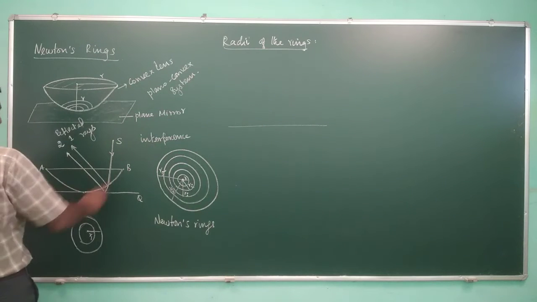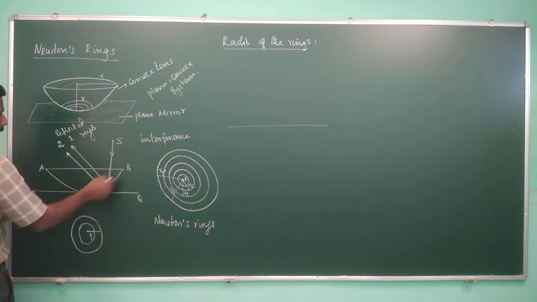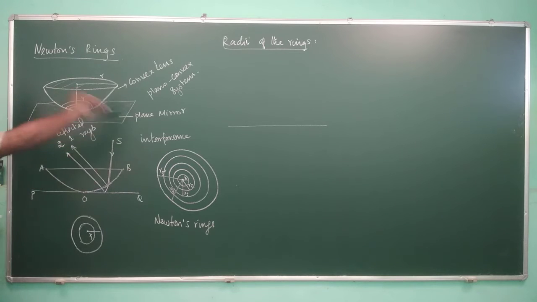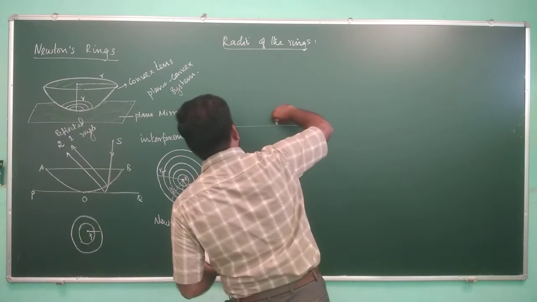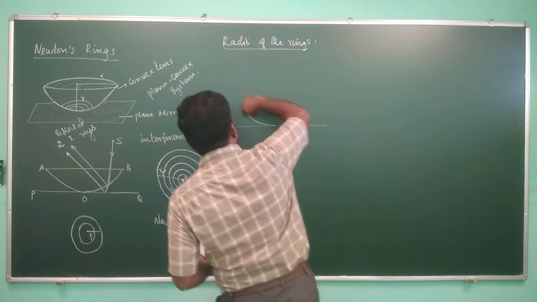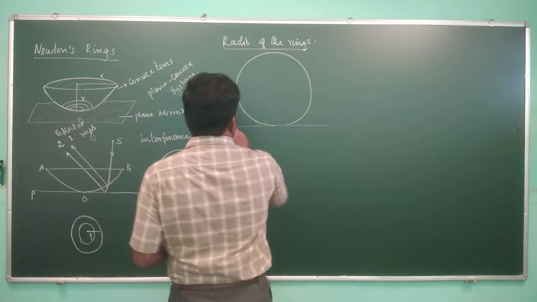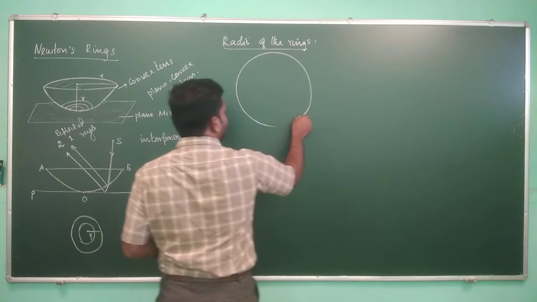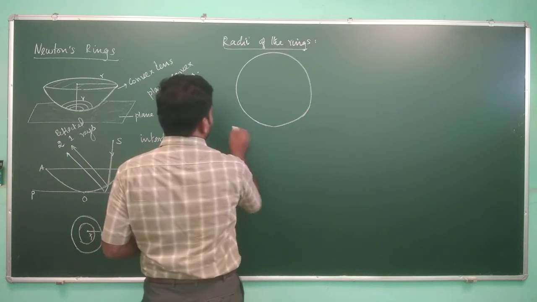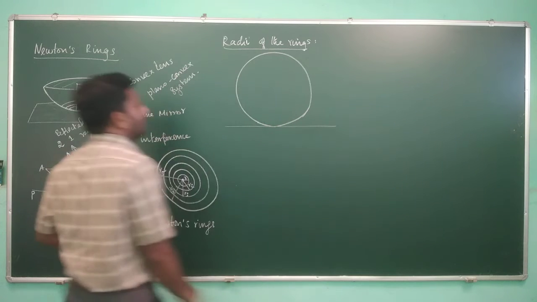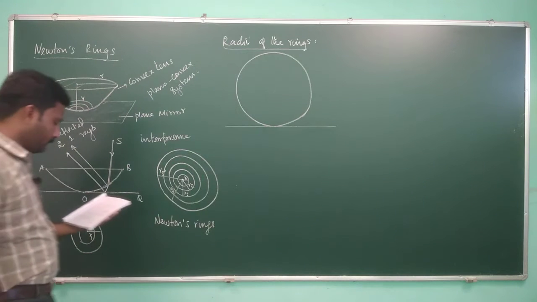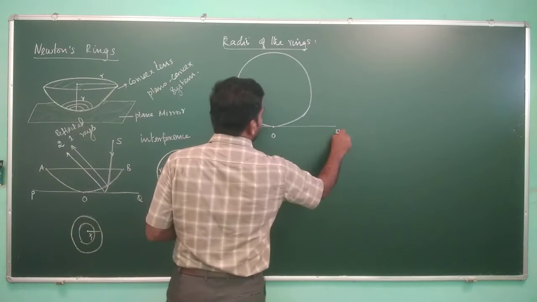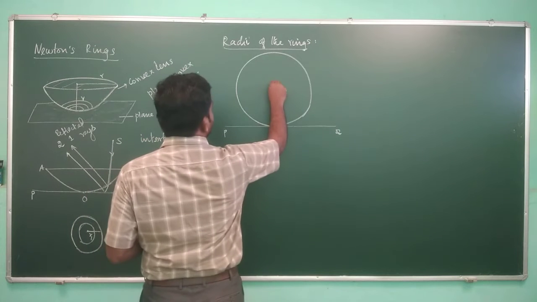This is a portion, a plano-convex lens. This is the curvature of it. When I extend this curvature, it will create a circle. Let me draw that circle, and the plane surface. Now this point is O, and this is P, and this is Q. Let it be, and this is the center.